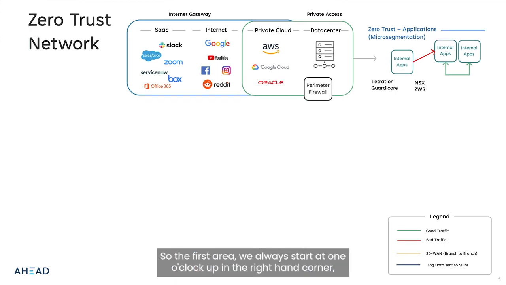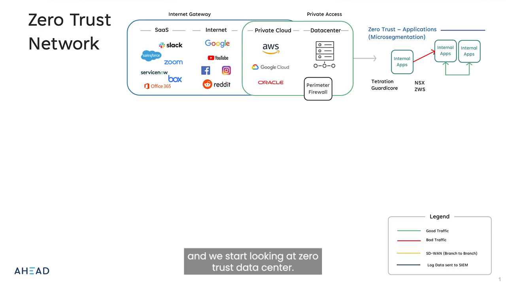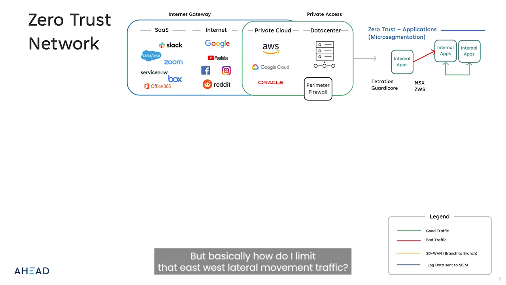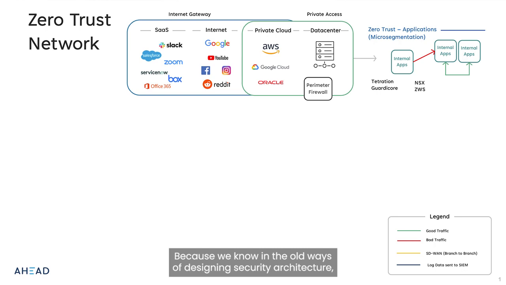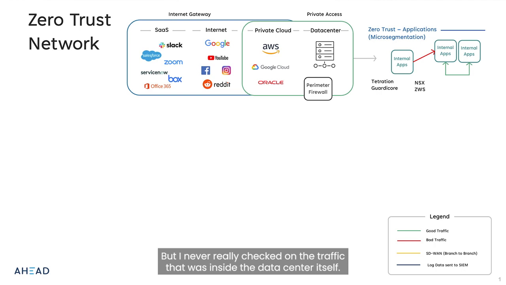The first area, we always start at 1 o'clock up in the right-hand corner, and we start looking at zero trust data center. This is specific to how I limit lateral movement, and how I get into areas of segmentation, whether it's macro or micro segmentation. Basically, how do I limit that east-west lateral movement traffic? Because in the old ways of designing security architecture, it was typically a castle and moat or perimeter-based model, but I never really checked on the traffic inside the data center itself.